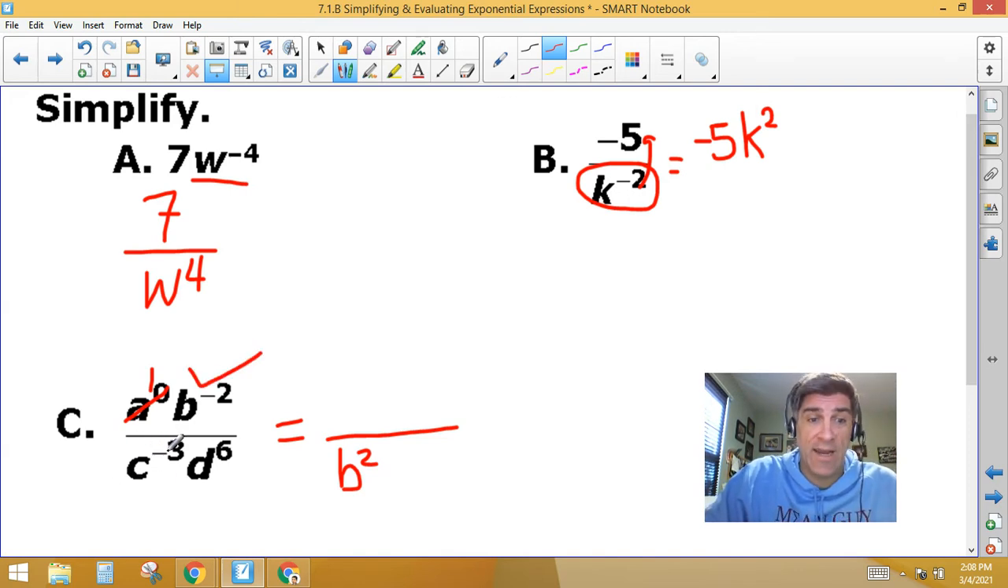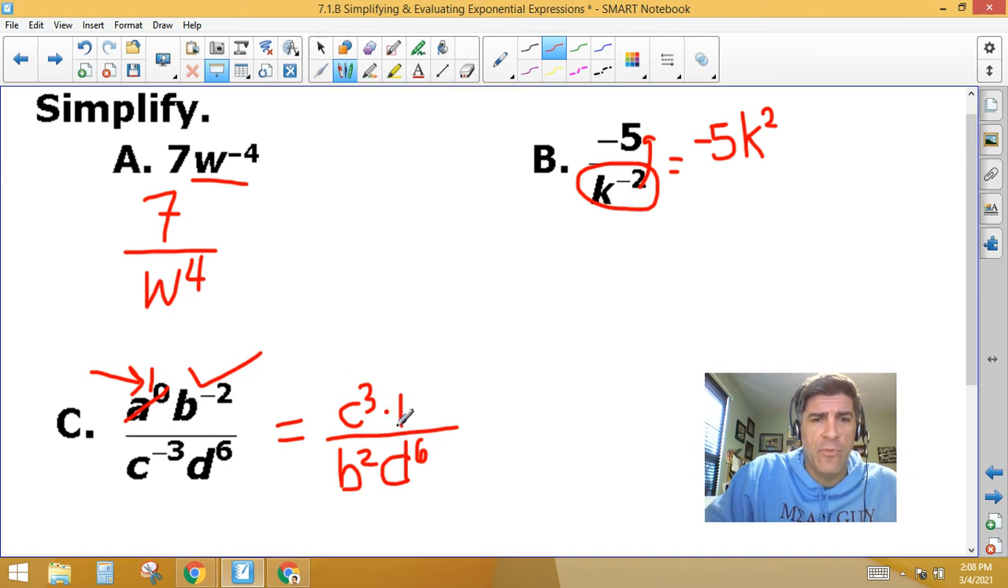Check. My c has a negative exponent. No good. I need to make it positive. But since it's negative in the denominator, it would become positive in the numerator. So the c moves up top, staying c, and the exponent just becomes the opposite. Now I'm going to do d to the 6th. My exponent is fine. It's positive. So that's going to stay in the bottom. And this is our final answer. Some students say, well, what about that 1? I could say times 1, but that's excess. We don't need to do that. Sometimes we do need it as a placeholder, but since there's something in the numerator, that's it.